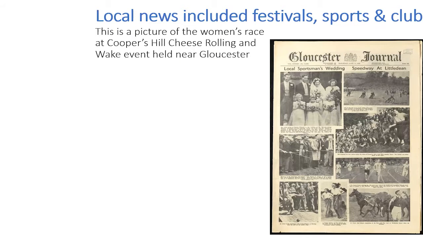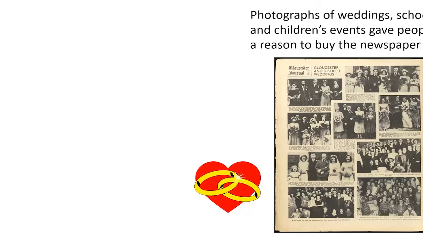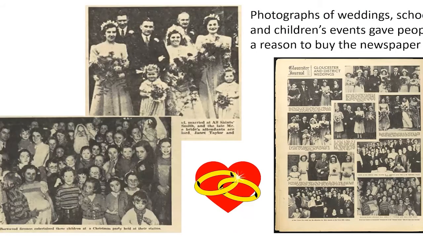Okay, and here we've got a local newspaper front page. So we can see, for example, the women's race at Cooper's Hill cheese rolling and wake event. And that's still a really popular event today. That one is from 1949. And we often also find lots of pictures of weddings and children.